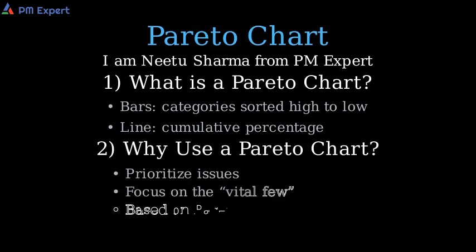Why use a Pareto Chart? It helps you prioritize issues, focus on the vital few, and it is based on the 80-20 rule. Roughly 80% of effects come from 20% of causes.